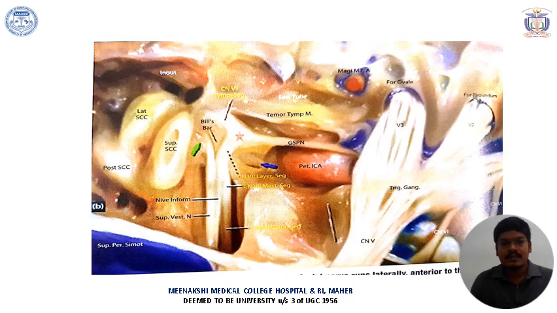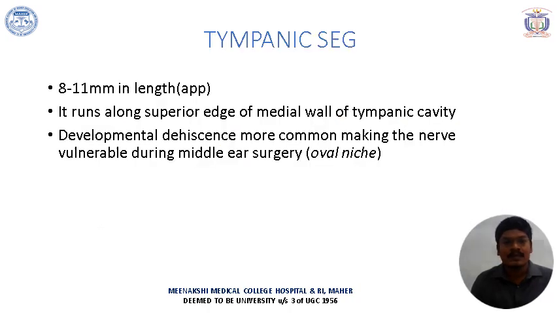After the geniculate ganglion, the horizontal segment, the tympanic segment, arises. The tympanic segment is approximately 8 to 11 mm in length, and runs along the superior edge of the medial wall of the tympanic cavity. Its most common importance is that it has a developmental dehiscence, which results in injury during middle ear surgery.